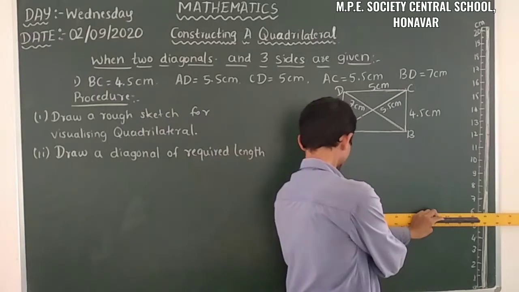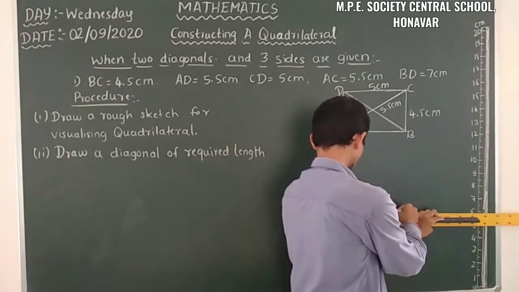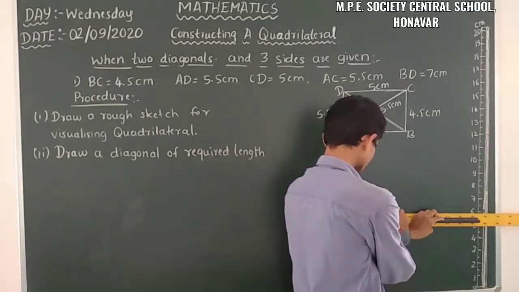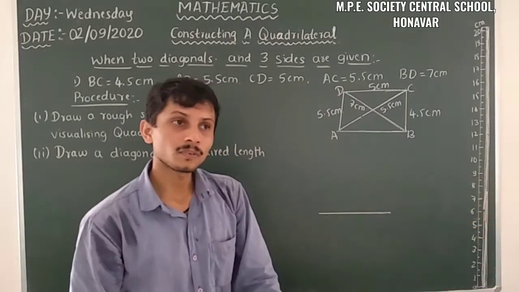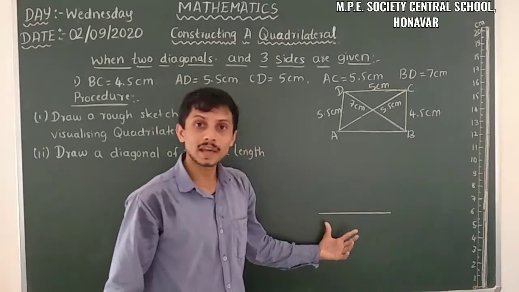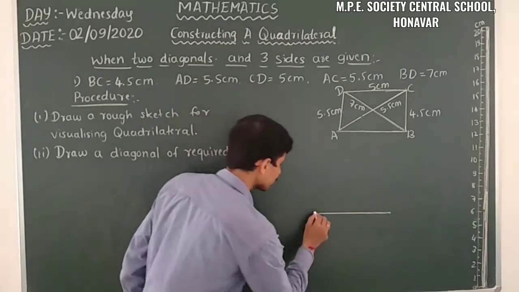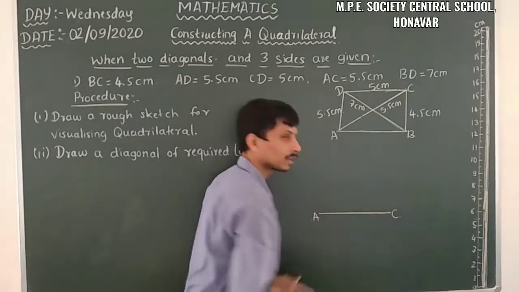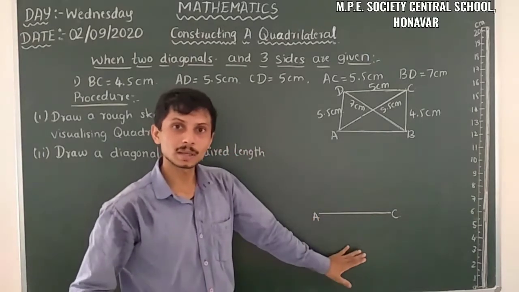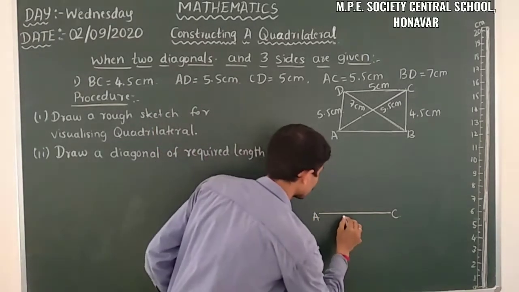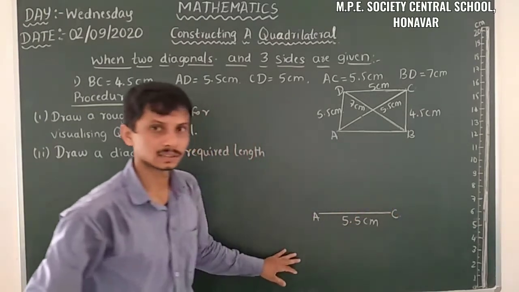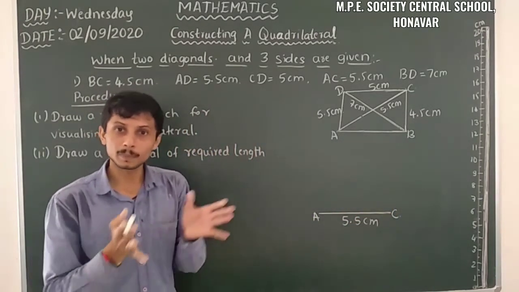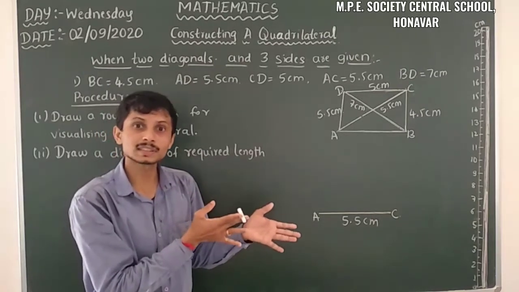So here I will take 5.5 centimeter. So here it is a length of 5.5 centimeter, one of the diagonals of this quadrilateral, that is AC. So after drawing, we have to label all the things. It is having the length of 5.5 centimeter. After that, what you have to do compared to the previous cases?